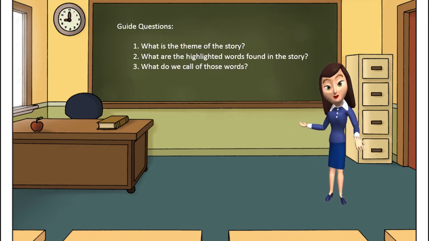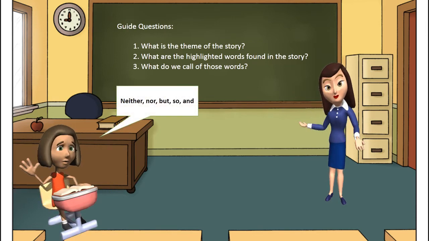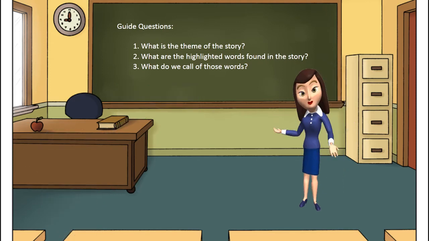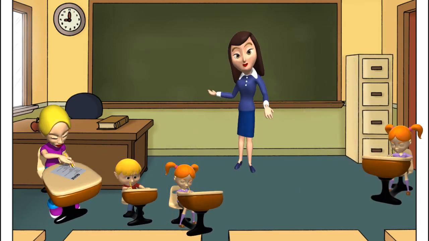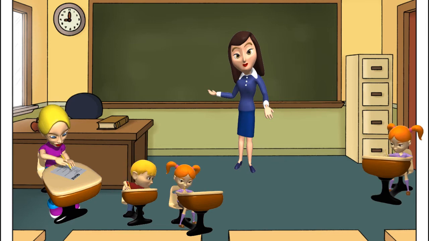Okay, number 2. What are the highlighted words found in the story? Neither, nor, but, so, and. Awesome. Number 3. What do we call those words? Conjunctions, ma'am. As I have mentioned earlier, our today's lesson is about conjunctions. Conjunctions are words that connect words, phrases or clauses.